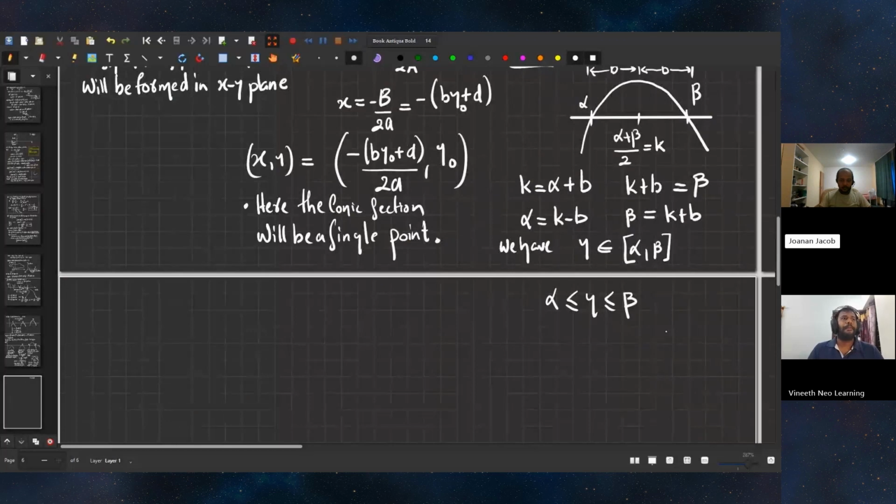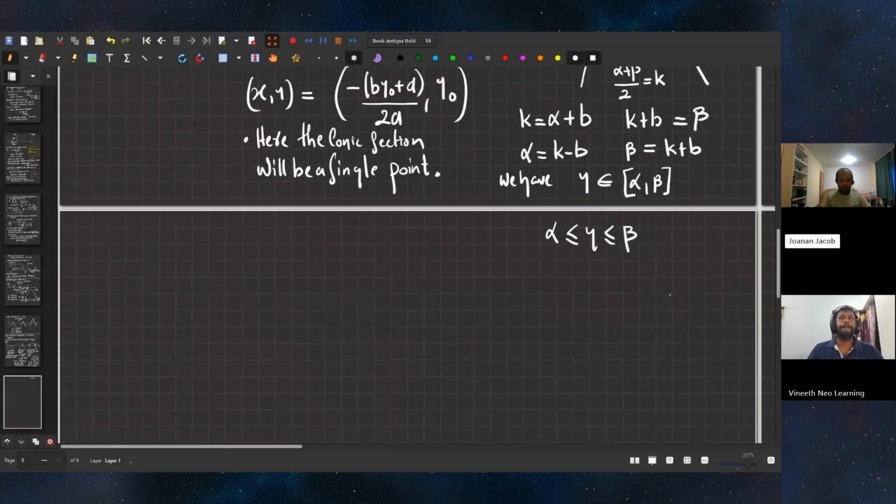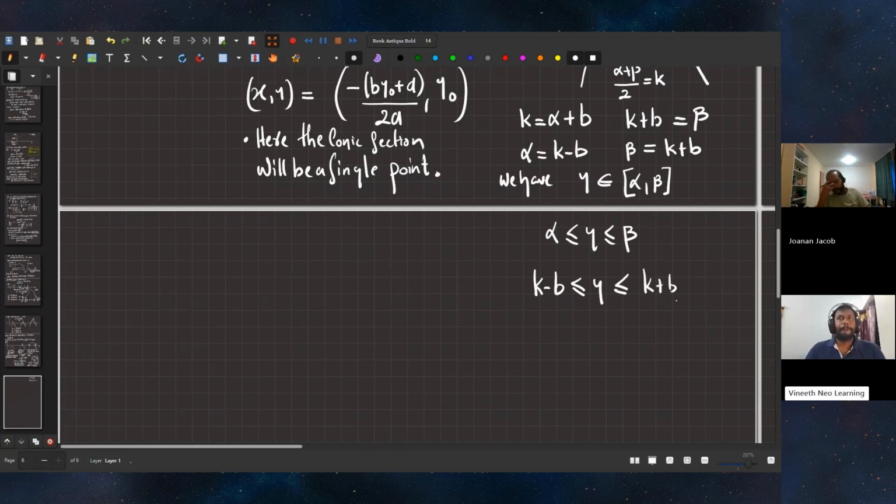Understood? What is alpha? We have found the values of alpha and beta here. Alpha is K minus B. So K minus B is less than or equal to Y, which is less than or equal to K plus B. These are two inequalities. Let's do it separately. We have K minus B less than or equal to Y, and Y less than or equal to K plus B.